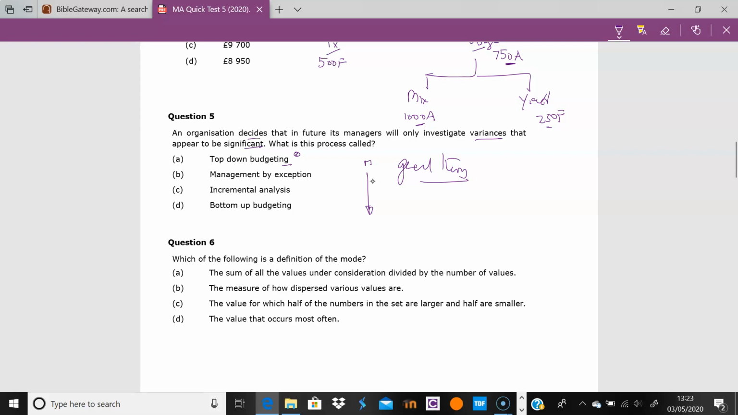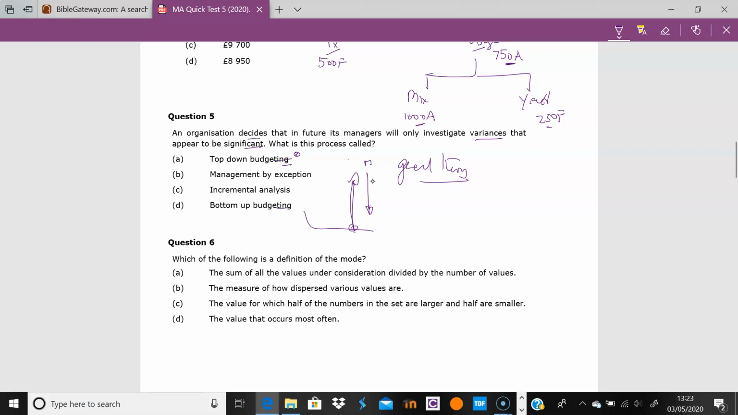Bottom-up budgeting is when people who work throughout the organization, so at lower ranks as well, are allowed to come in and get involved in budget setting, and management will take their view. So the information and the views and the budgets are coming from below upwards. So that's these two out of the way.